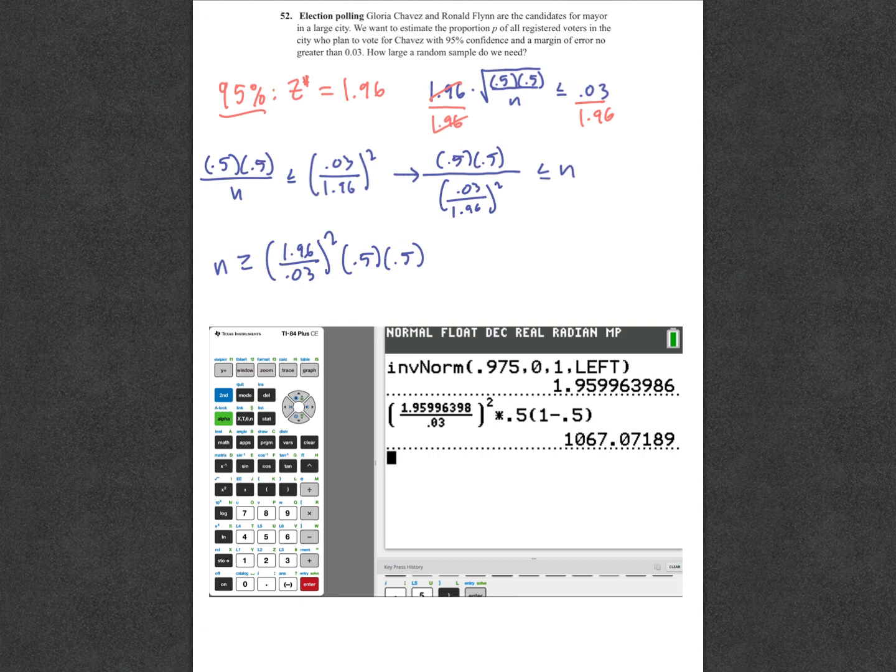Okay, so that means our sample size has to be, let's go back. Okay, so our sample size has to be at least 1,068 registered voters in the city. Okay, and that's what it says. How large a random sample do we need? We need n to be 1,068. That would be our answer.